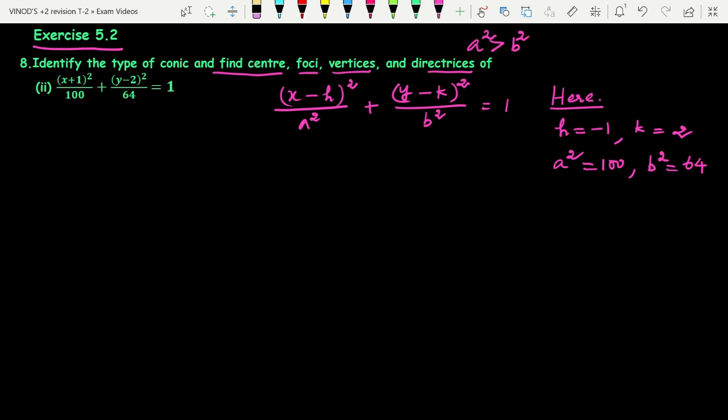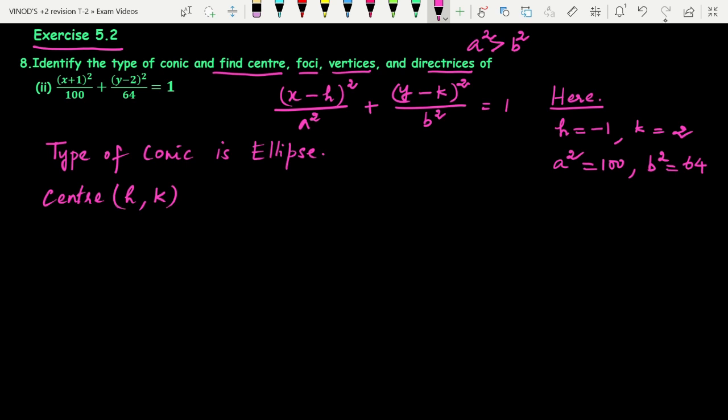Now, what type of ellipse is this? Because you have a plus sign in between, it is an ellipse. So the type of conic is ellipse. Center. What is the center? Center is (h, k). We can see that the h value is minus 1 and k is 2. So the center is (−1, 2).